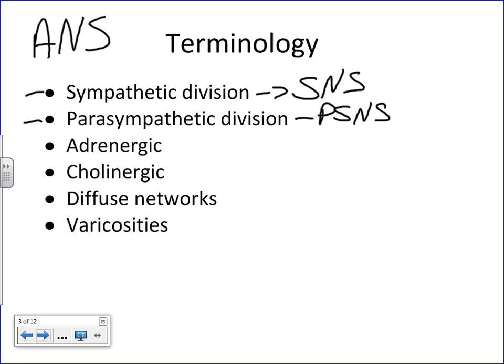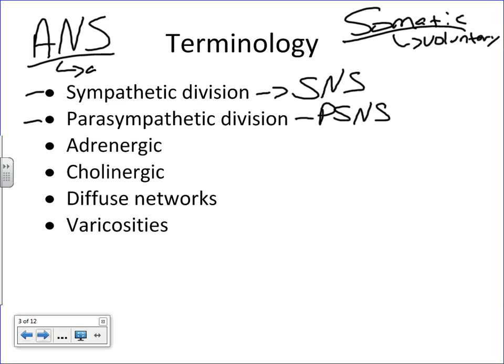All right. And remember, there are some differences between this and what we like to call the somatic nervous system. And again, I'll review the anatomic differences here in a second. Okay, but remember, when you think the somatic division of the nervous system, you think more voluntary. Okay, whereas the autonomic nervous system, you think more automatic, or involuntary.